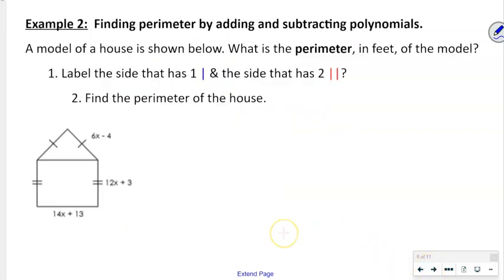All right, so this next one says find the perimeter by adding and subtracting polynomials. A model of a house is shown below. What is the perimeter in feet of the model? Label the side that has 1 tick and the side that has 2 ticks.